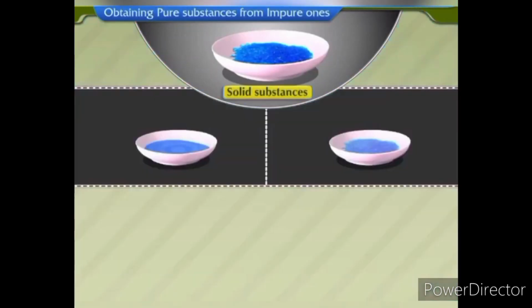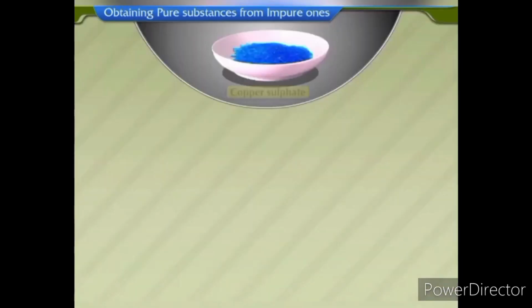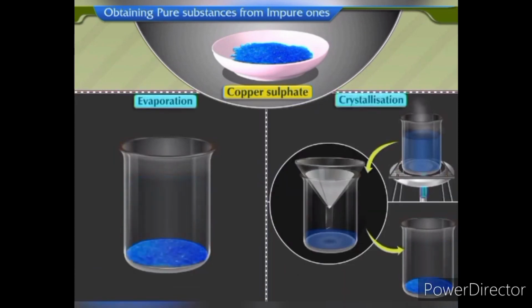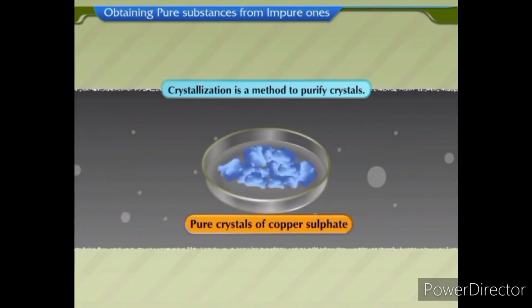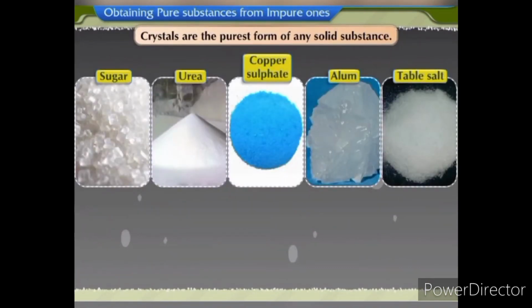Solid substances can be obtained from their solution by the process of evaporation or crystallization. For example, copper sulfate can be obtained from its solution in water by evaporation or crystallization. Crystallization is a method to purify crystals. The process of forming crystals is called crystallization. Crystals are the purest form of any solid substance.